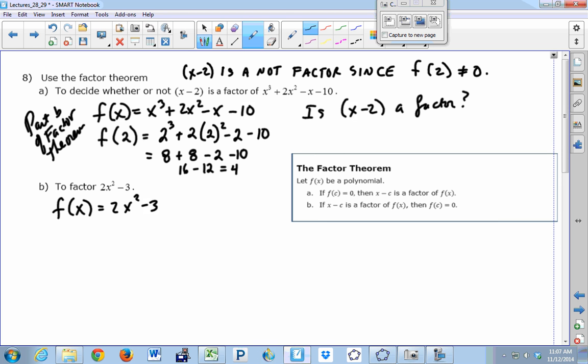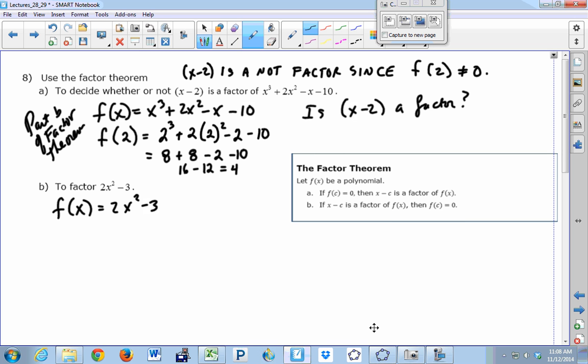So I've got to have something else to help me factor this, and this is where the factor theorem comes in. So what can we learn about the factor theorem? The factor theorem part A tells us if we can find a number, c, or maybe more than one number, when I set this equal to 0, voila, I'll have my factors. So how do I go about finding my factors for this?